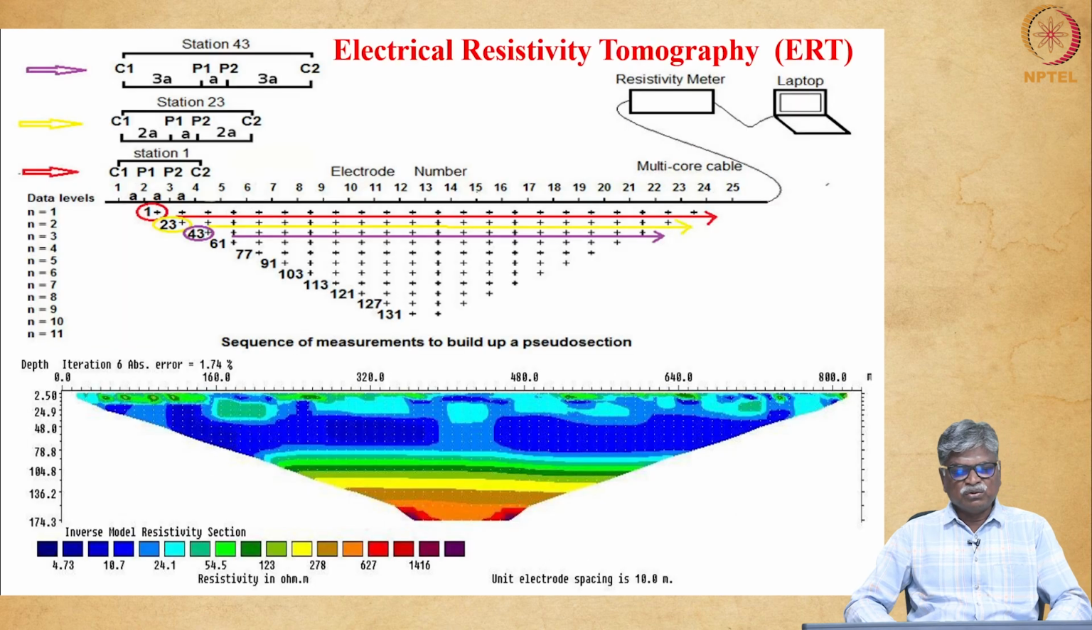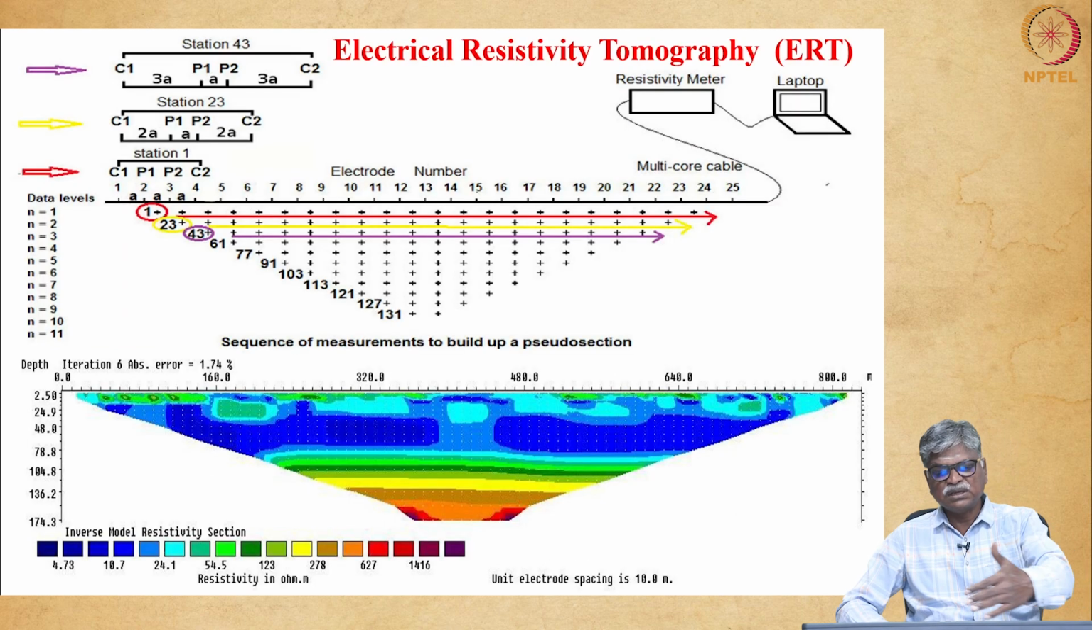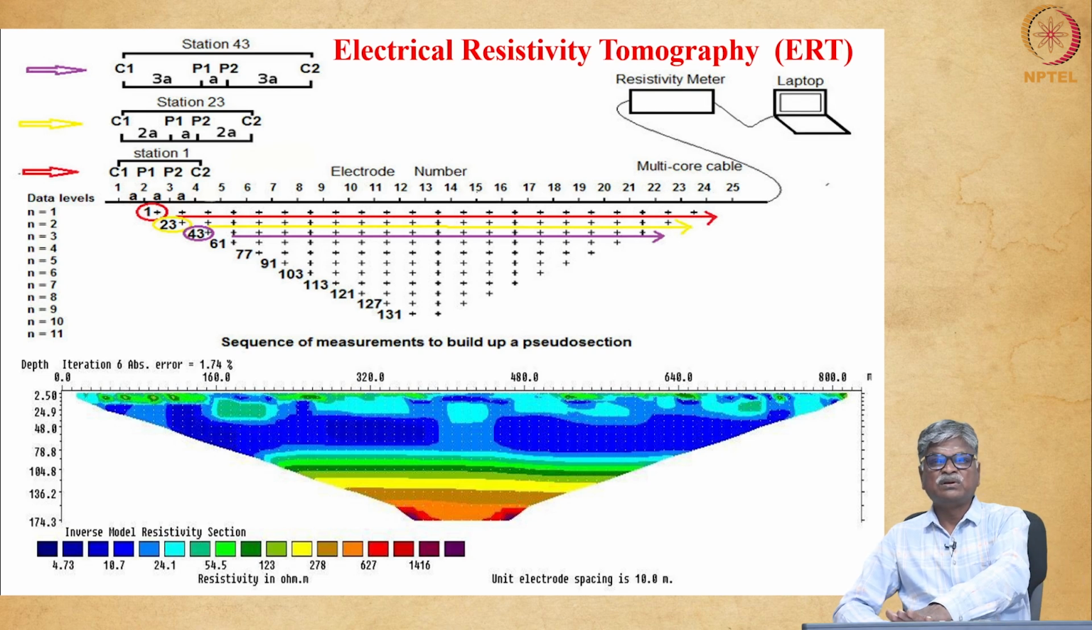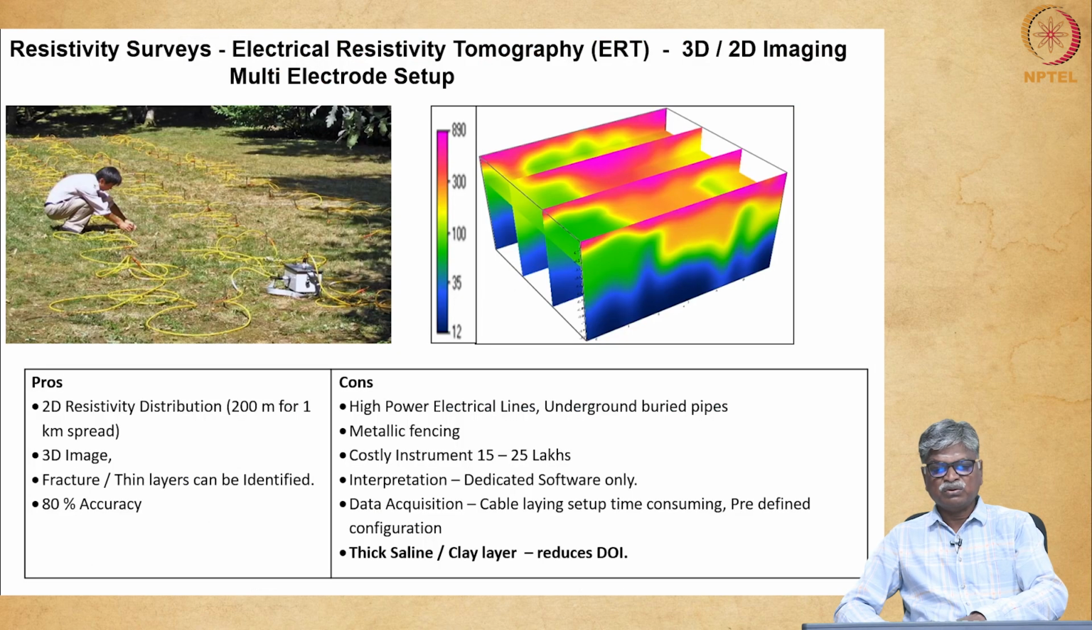You see, this is the single profiling. If you are doing the single profiling, you will get this type of interpretation. If you are doing multiple parallel lines, you will get this type of 3D figure. This is the ERT method.